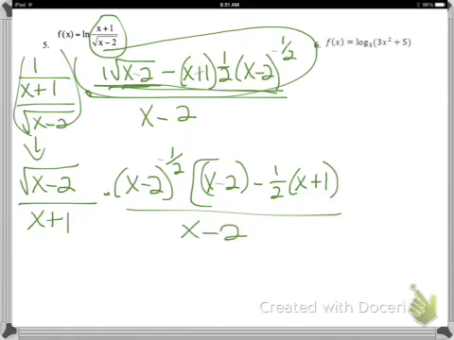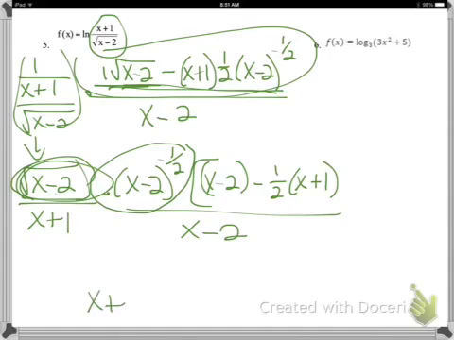Okay? And then you could simplify more. This is really x minus 2 to the 1/2 power. So this, and this, that would really just go away. I would have x minus 2 to the 0, so that would go away. And then I have my denominator is x plus 1 times x minus 2.